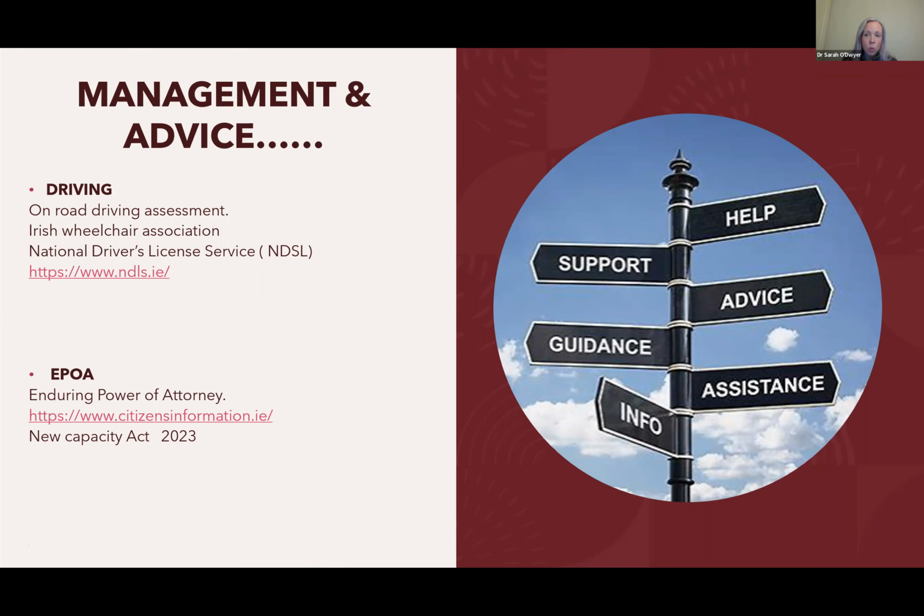So one thing that we would always recommend, if there's any concerns in relation to visuospatial deficits, either having a diagnosis of mild cognitive impairment or if you have a diagnosis of dementia, is driving. And we'd always recommend that someone has an on-road driving assessment. Now, the Irish Wheelchair Association have a list of on-road driving assessors.